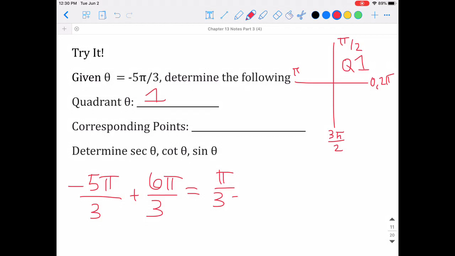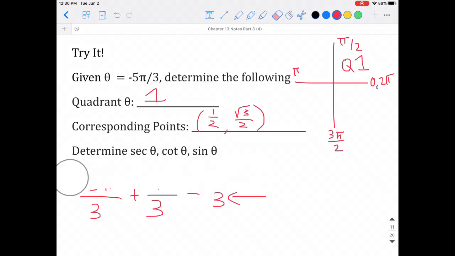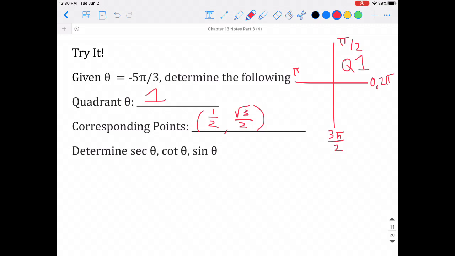And because the denominator is 3, we know that we have a 60-degree reference angle, which makes our corresponding points 1/2 and radical 3 over 2. Everything in quadrant 1 is positive, so our x and our y values stay positive. Now, to determine the secant, cotangent, and sine.